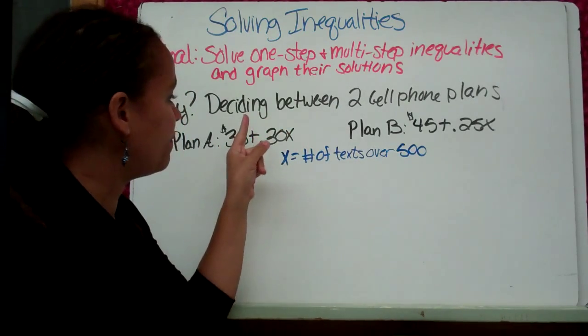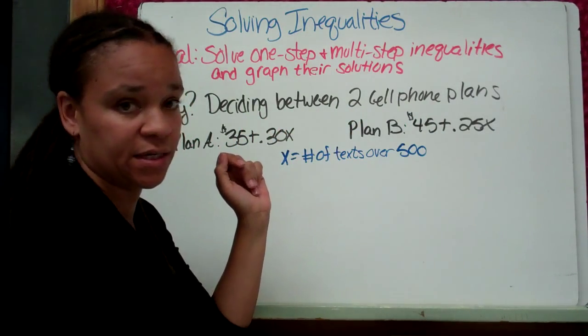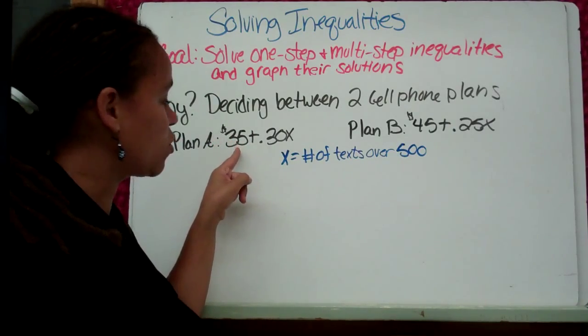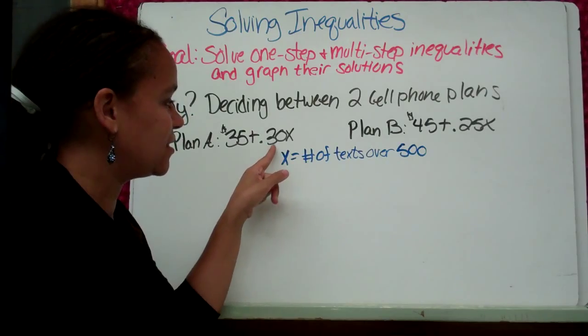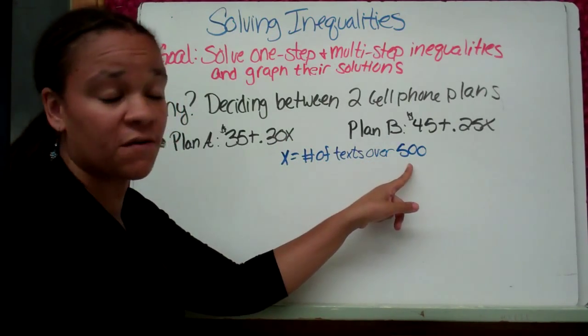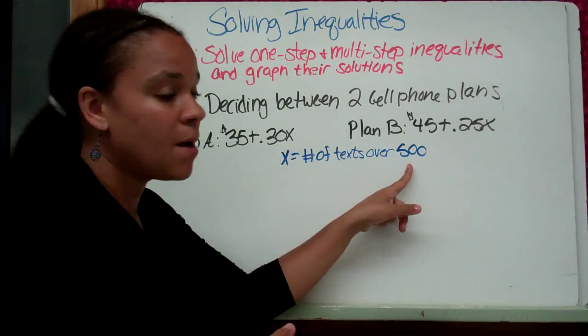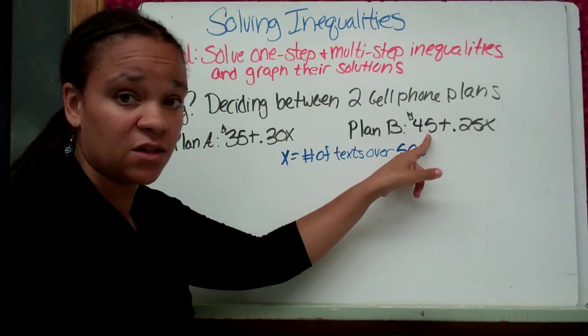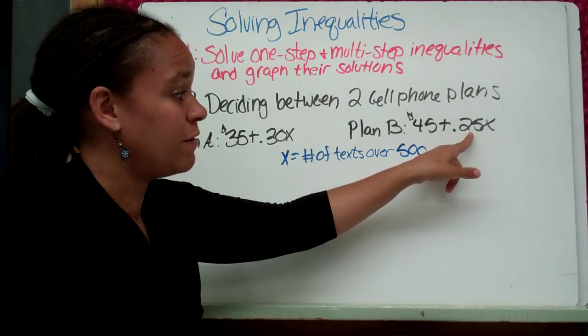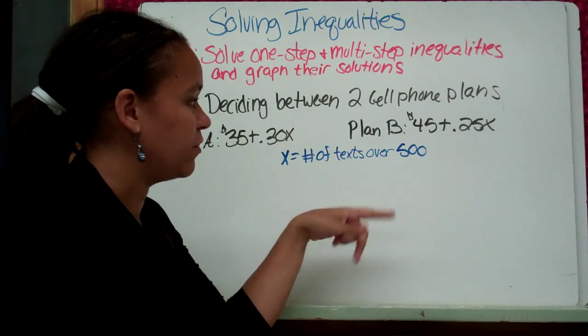Well, for example, what if you were deciding between two cell phone plans? You have Plan A, which costs you $35 per month, plus 30 cents for each text over 500. So you get 500 free, but then every one over that you have to pay 30 cents. And then Plan B is $45 for the month, plus 25 cents for each text over 500.